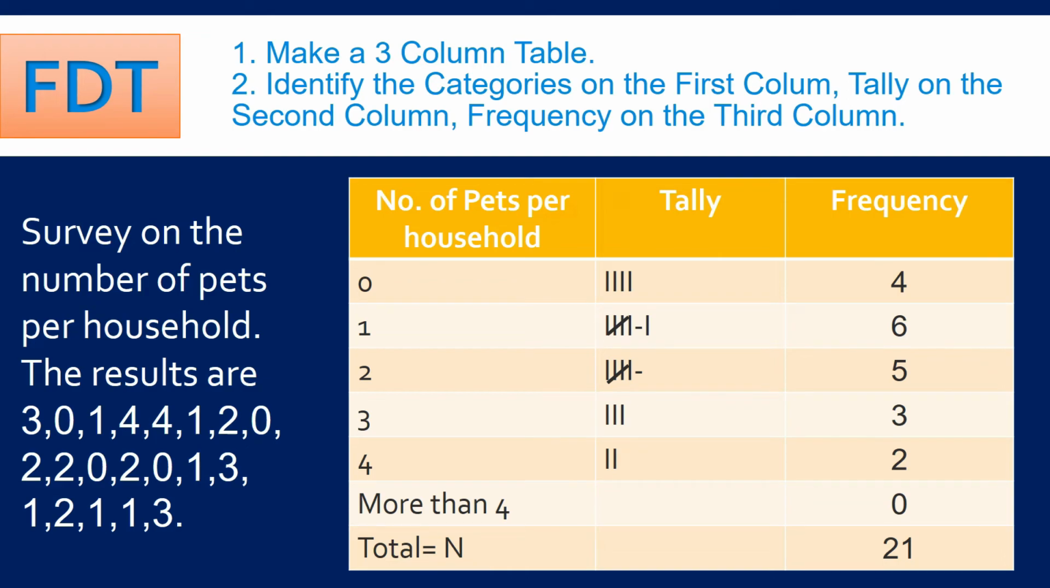By this time, you can answer how many households has 2 pets. So you can say that there are 5 households which has 2 pets. How many households has 3 pets? So based on the frequency distribution table, you can see that there are 3 households which has 3 pets. Or how many households that doesn't have a pet at all? You would say 4 households, because you can see it directly on the frequency distribution table. And if the question is how many households responded to your survey, and based on the total, you can say 21. So that is how to make the frequency distribution table for ungrouped data.